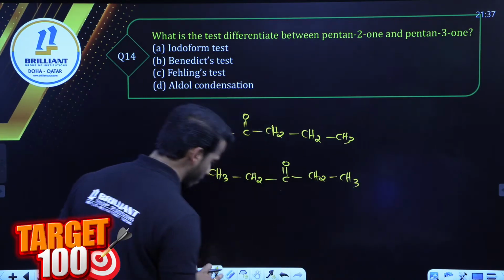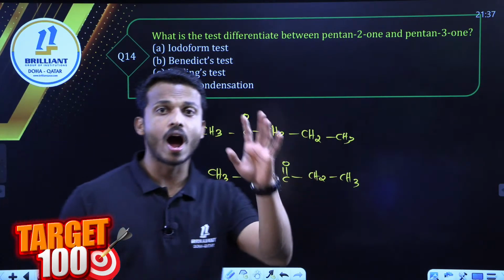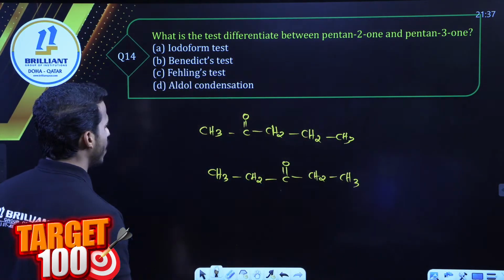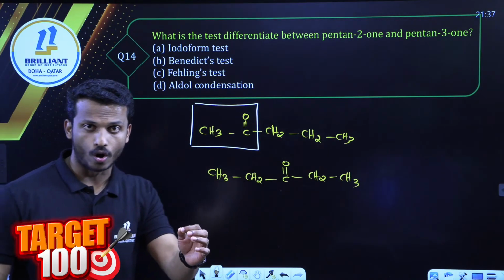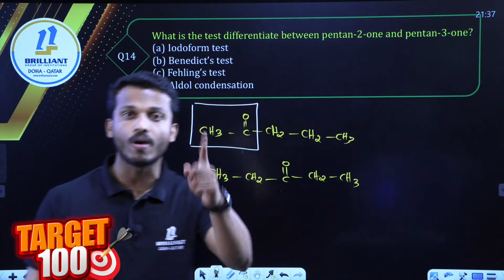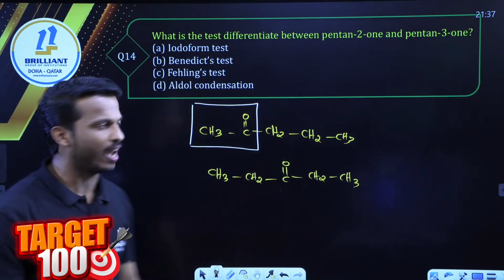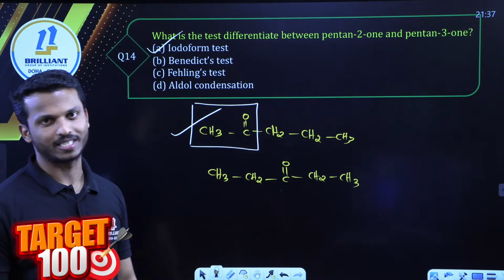Which is the best method to differentiate between them? Excellent. What is the answer? Iodoform test, right? Who will give the iodoform test? The first one. The aldehyde or ketone, they contain CH3CO group. They can give the iodoform test. You know very well. So this one can give the test. So which one, dear all? Iodoform test is the correct answer.